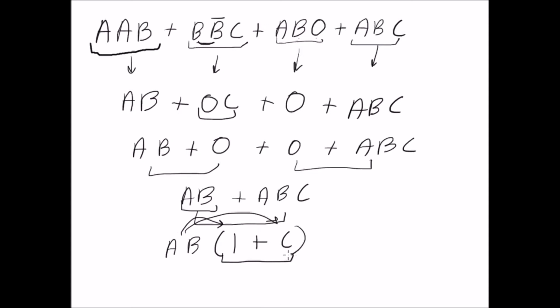Now, of course, you can simplify 1 or C as just 1. So now I have AB ANDed with a 1, which, of course, is just AB, because that's one of those basic rules. So there you have it. That whole big mess just simplified to AB. All right, hang in there for a couple more.